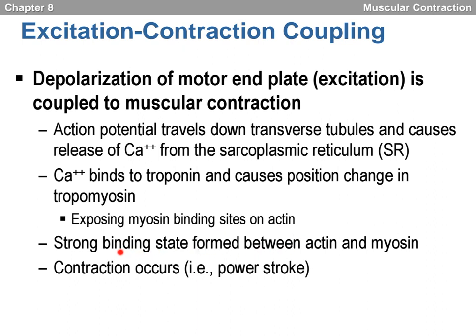And then we can have a strong binding state formed between the actin and myosin, and that allows it to form a cross bridge. Once that cross bridge is formed, immediately after that, you can go into the power stroke, which we talked about before, and the myosin head will actually pull on the actin, thereby bringing the Z line closer to the M line. Repeated many times with many of these myosin heads pulling on different actin filaments and so forth, that will lead to actual contraction of the muscle.